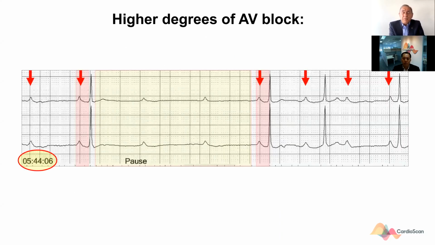Here's another example where there is a high degree of AV block here. If you look to the right, you can see it's a typical Wenckebach sequence. Now let's look at the yellow highlight, and we can see that there are 2 drop beats, not 1. And there is a significant pause here due to sinus slowing. And what do I mean by sinus slowing? Well, again, look to the left and you'll see it's 5:44 in the morning.